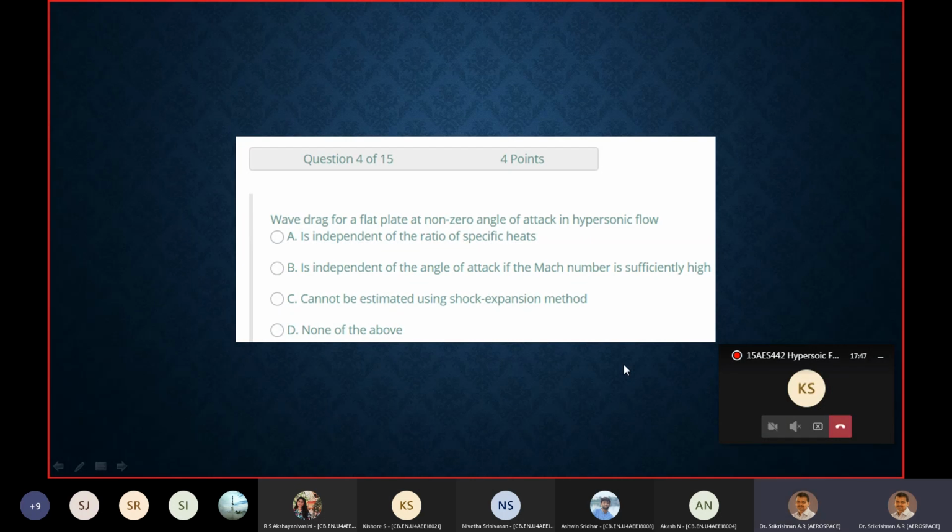"Cannot be estimated using the shock expansion method": the shock expansion method is a fairly useful method for estimating wave drag. I use the word estimating. Estimating means getting a rough idea, not an accurate prediction. So estimation is fine. So wave drag can be estimated, which means that all the three are not applicable. So none of them is applicable. So the choice D is the correct one.